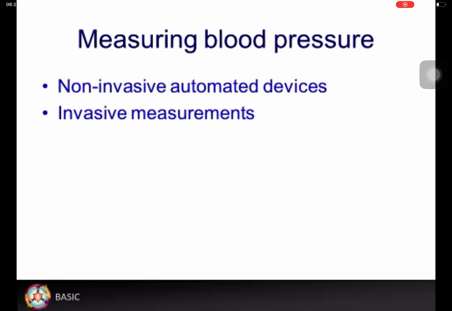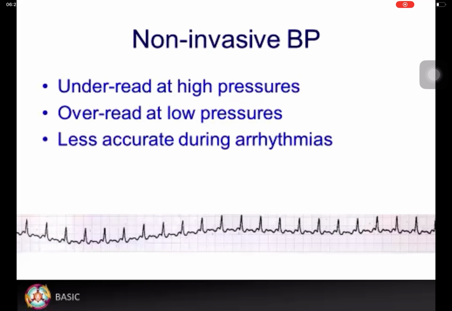Automatic devices for monitoring blood pressure can be split into non-invasive devices and invasive measurements via an arterial line. Non-invasive devices tend to underread at high pressures and overread at low pressures. They also tend to be less accurate during arrhythmias and provide only interval rather than continuous monitoring. They are therefore less suitable for hemodynamically unstable patients.